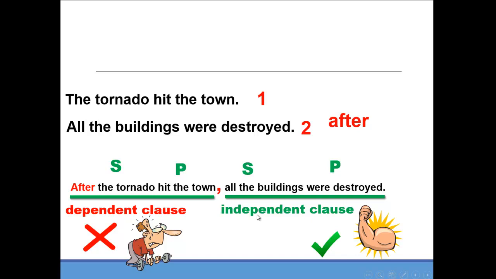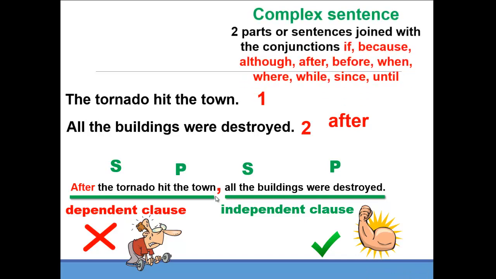Let's take a look again over the conjunction. Is it in the beginning of the sentence or in the middle of the sentence? The subordinating conjunction is at the beginning of the sentence. So when the subordinating conjunction begins the sentence, I should put a comma at the end of the first part. Excellent. The two parts make up a complex sentence.